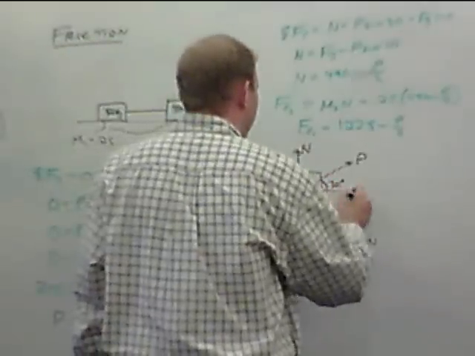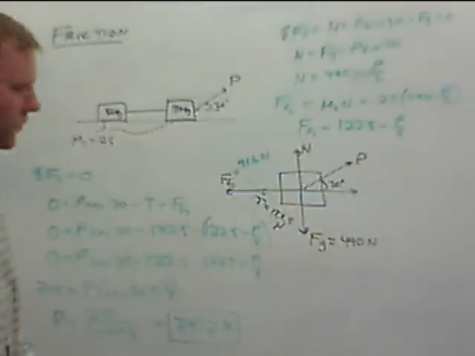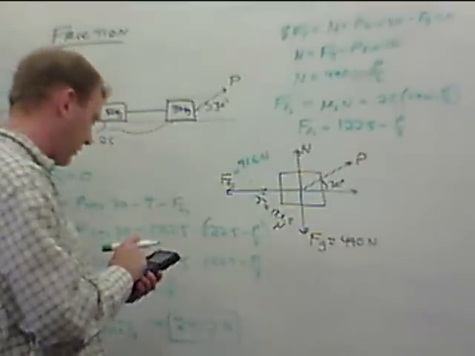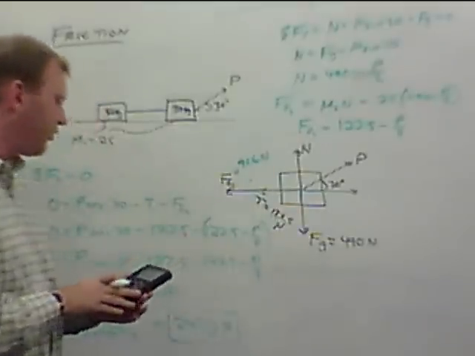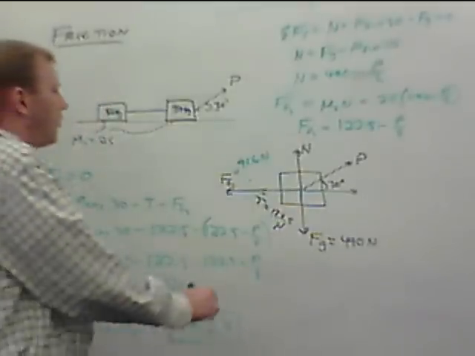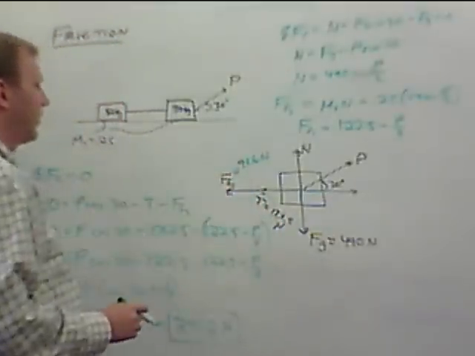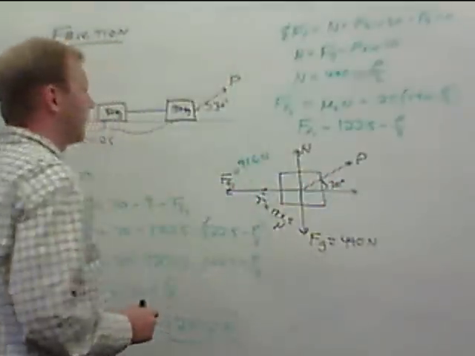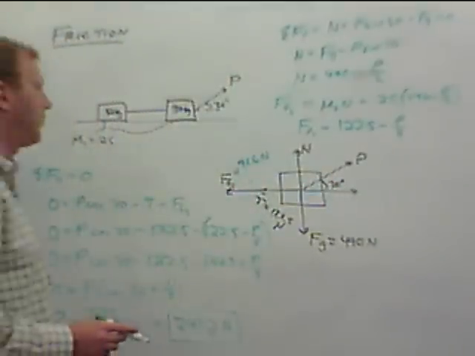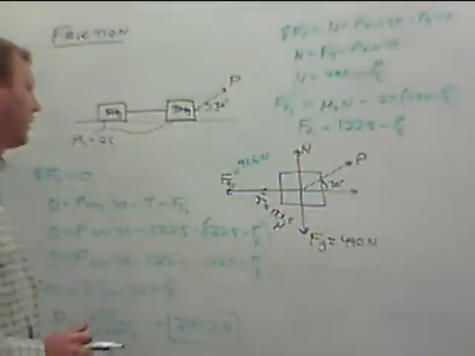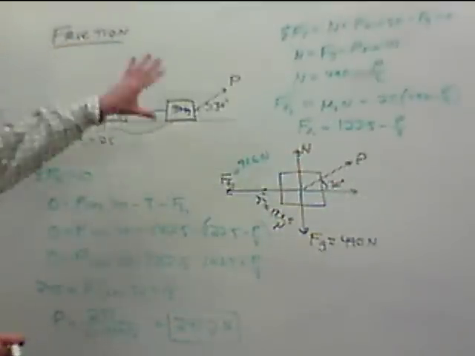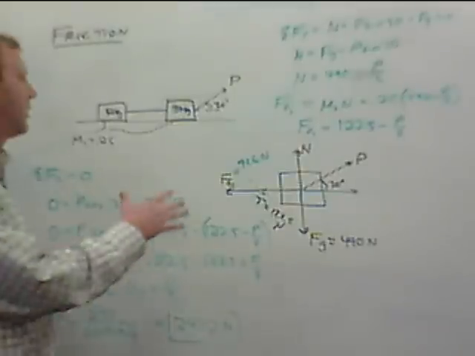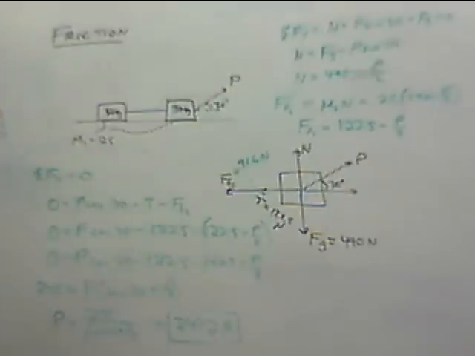P is 247, but the x component, times the cosine of 30, is 214.1. 122.5 plus 91.6 is 214.1. So the x component here is going to equal those two. We found out what kind of pulling force is required for impending motion. Okay, this should all have been review, hopefully. Stuff you've seen before. But again, just being able to integrate friction into very basic style problems.